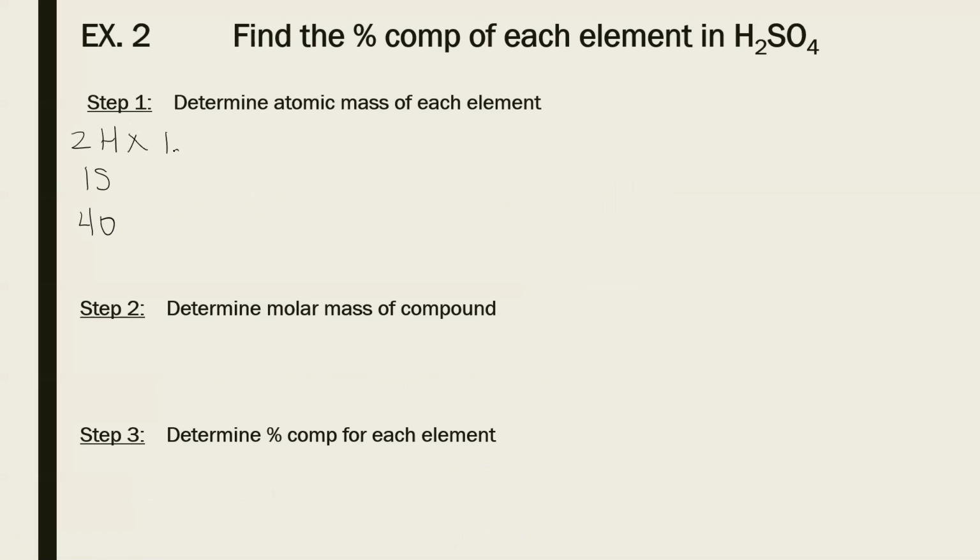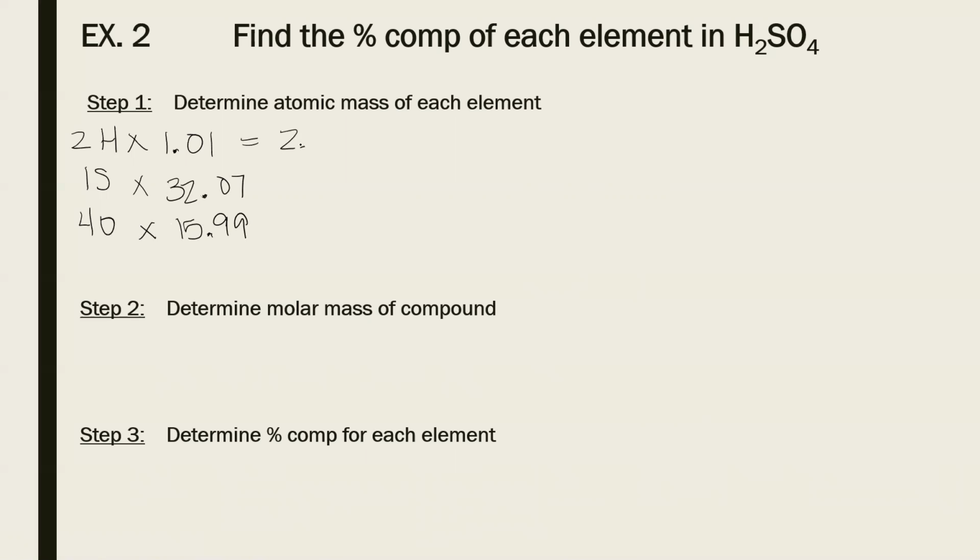Looking at my periodic table, 1 hydrogen is about 1.01, 1 sulfur is about 32.07, and 1 oxygen is about 15.99. Now granted, if you use 16 there, not as precise, your number is going to be a little bit different than mine. I would accept it, but like I said, try not to round, which is hard to do since we've been rounding for so long.